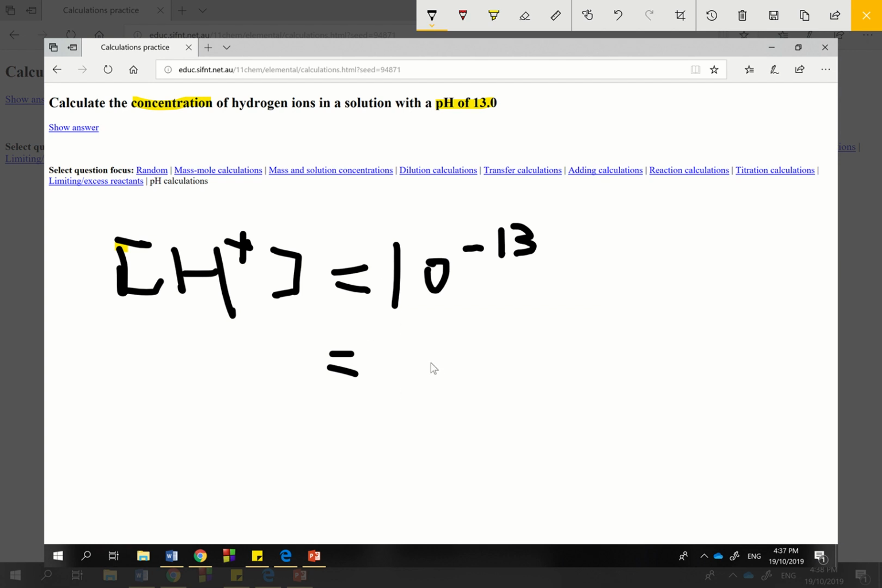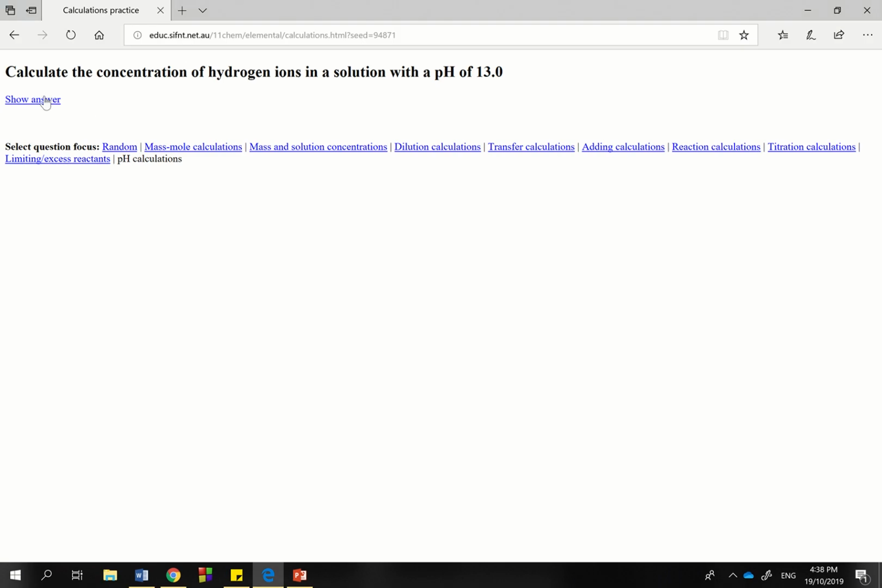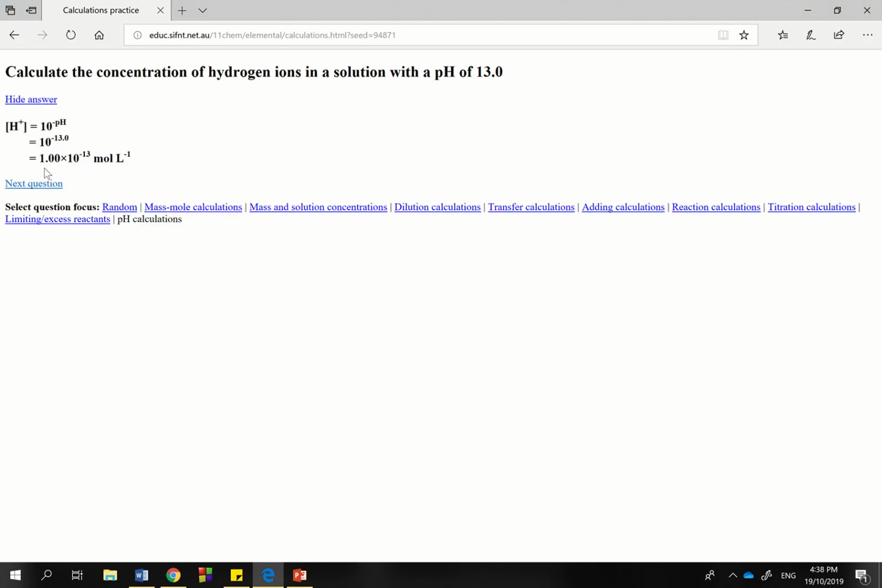Okay, now that's our answer. We didn't really have to figure it out. The calculation just shows this. That's the result, which says the same thing. And now we can go check the answer to see if we did it correctly. And yeah, 10 to the power of negative 13, same thing.